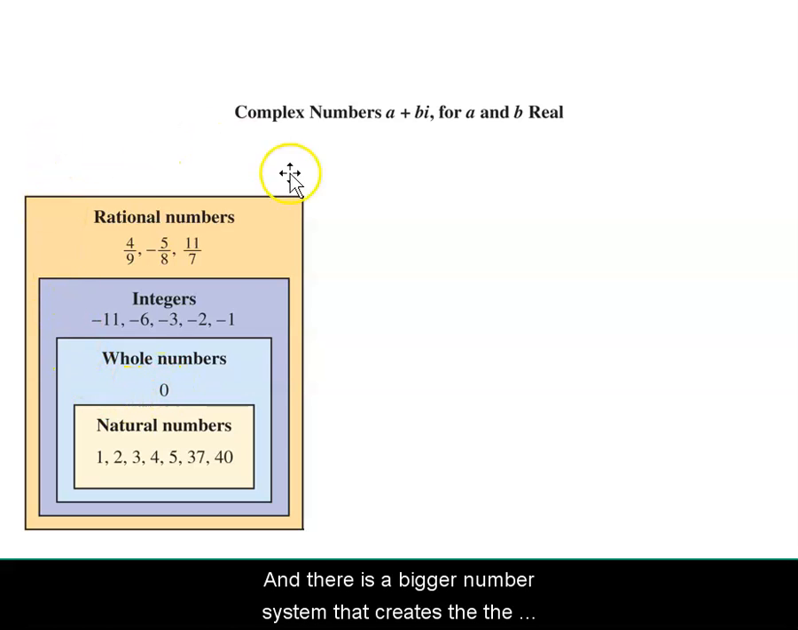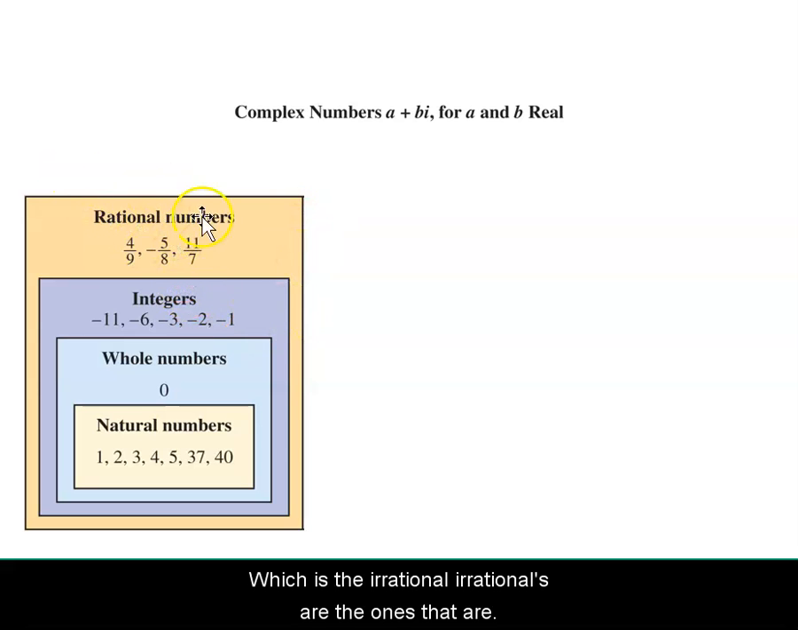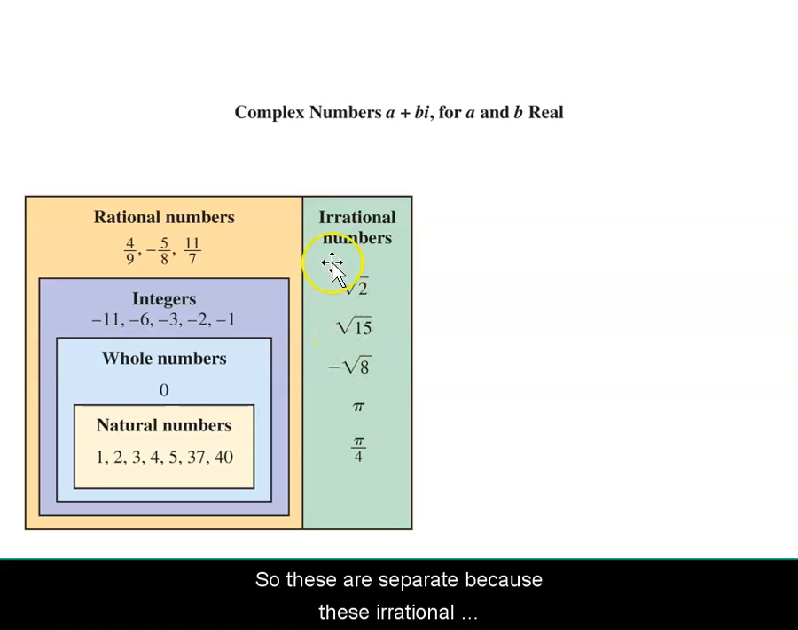Now there is a bigger number system that creates the real number system, which is the irrationals. The irrationals are the ones that continue forever and don't repeat, like the number e, the number pi, square root of 2. These are separate because these irrational numbers cannot make up any of these numbers. They're completely separate sets. I will say this, however, even though this is the number system we're most used to, this is smaller than the set of irrational numbers. The set of irrational numbers is a larger set of numbers than the rational numbers are.